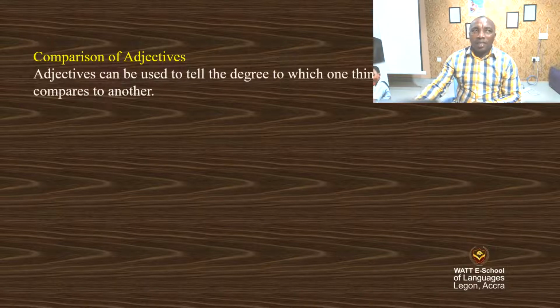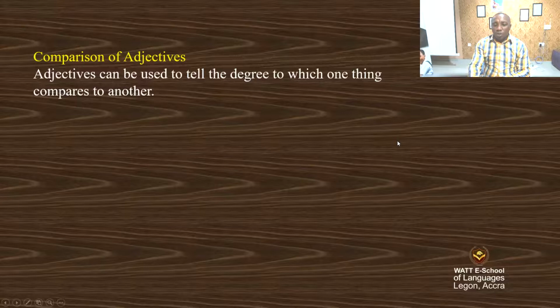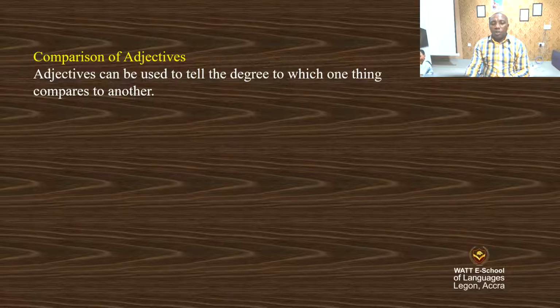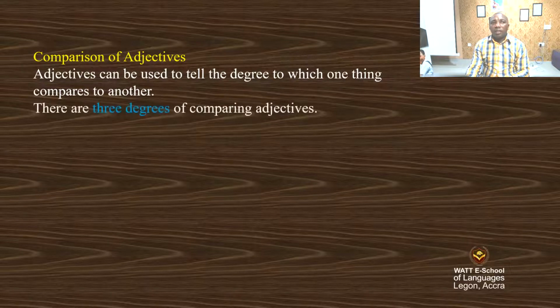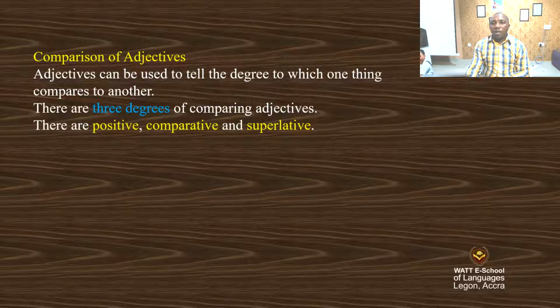First, let's see how we can compare adjectives. What does it mean? Adjectives can be used to tell the degree to which one thing is compared to another. There are 3 degrees of comparing adjectives. They are positive, comparative, and superlative.